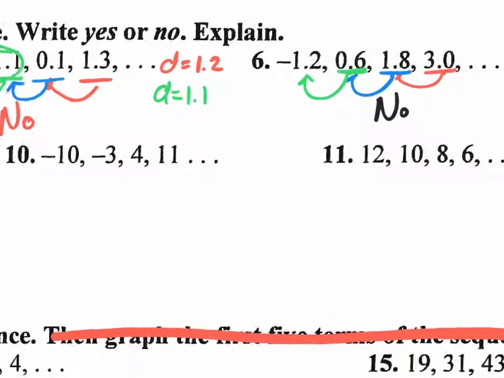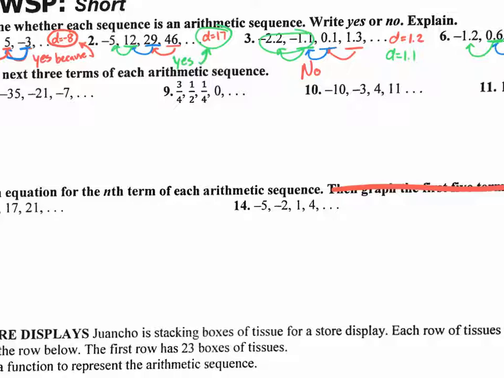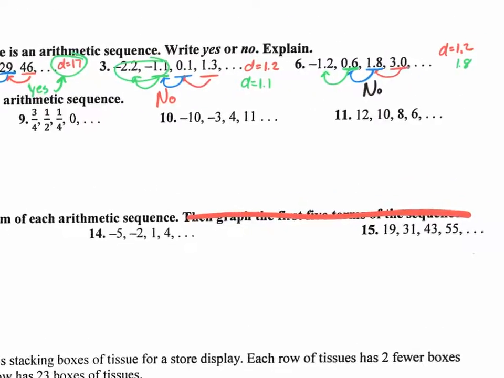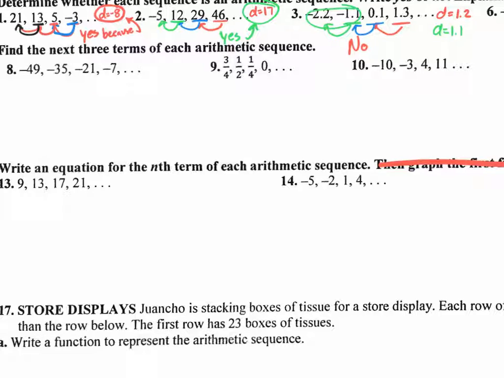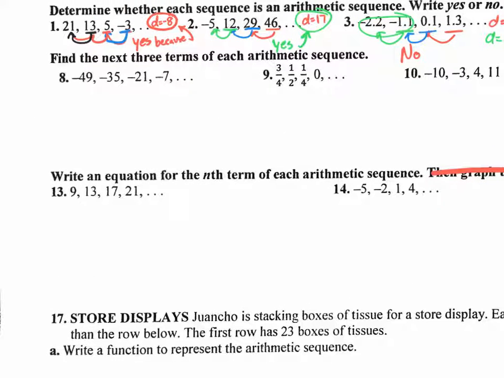So I'll be honest with you, on the final exam, you're not going to have just yes or no. There's going to be more to it. They might ask you to find the next 3 terms of each arithmetic sequence, like on numbers 8, 9, 10, and 11. But more likely, they're going to ask you to write the a sub n equation that produces the list. Okay? So let's just continue with this.